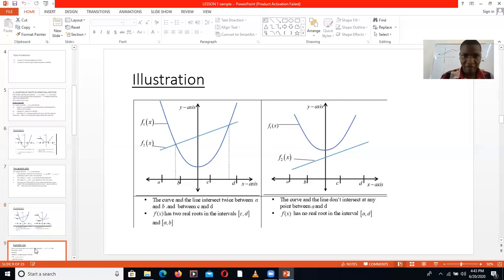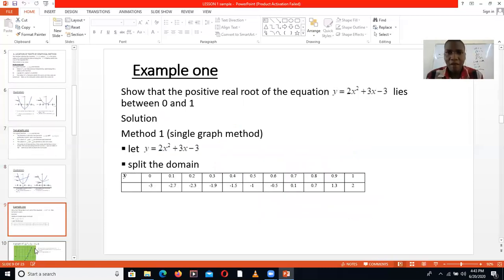Let's now have a simple example. The question says show that the positive real root of this function lies between 0 and 1. Now, they want us to study the behavior of this function between 0 and 1. So we restrict ourselves to only this interval.